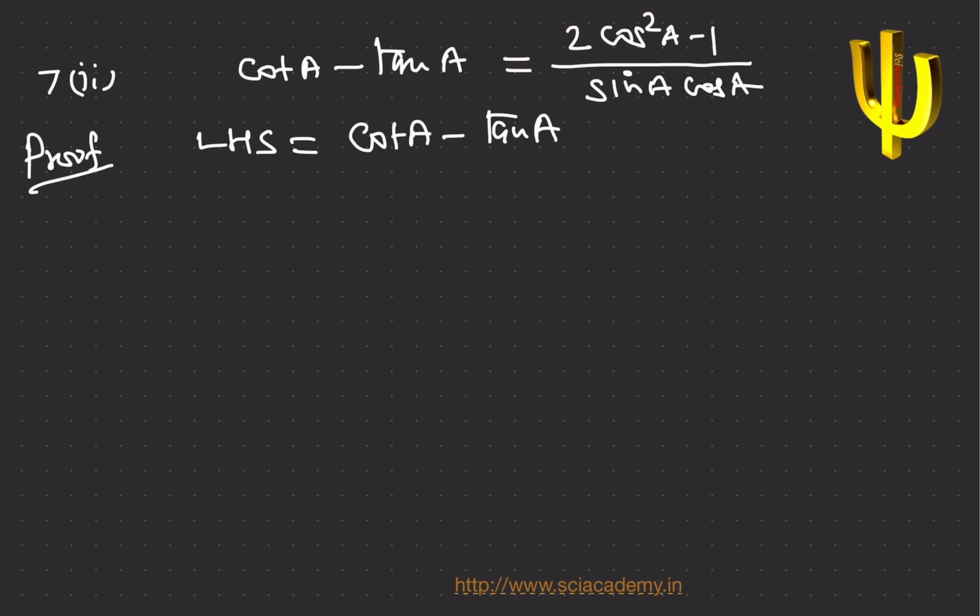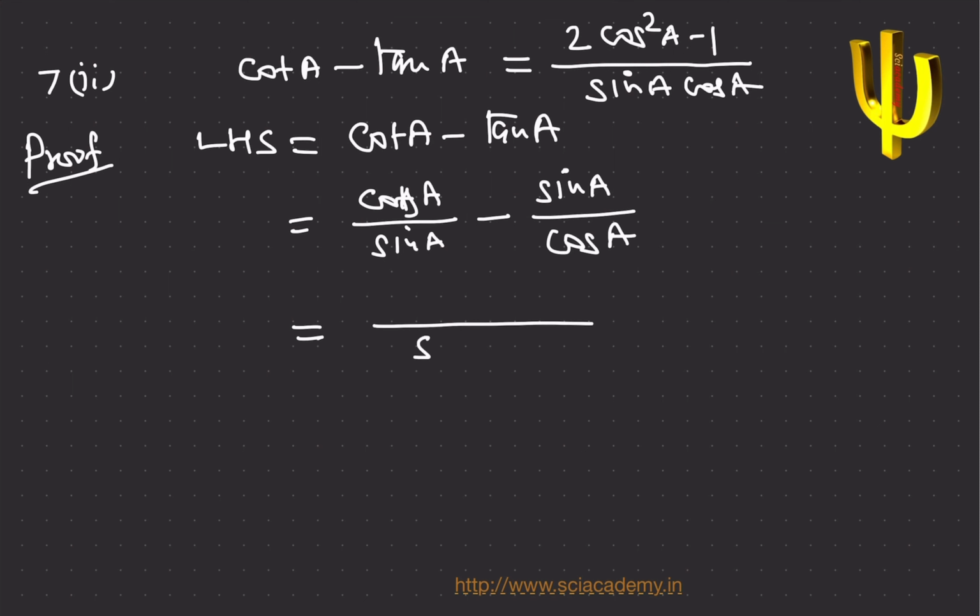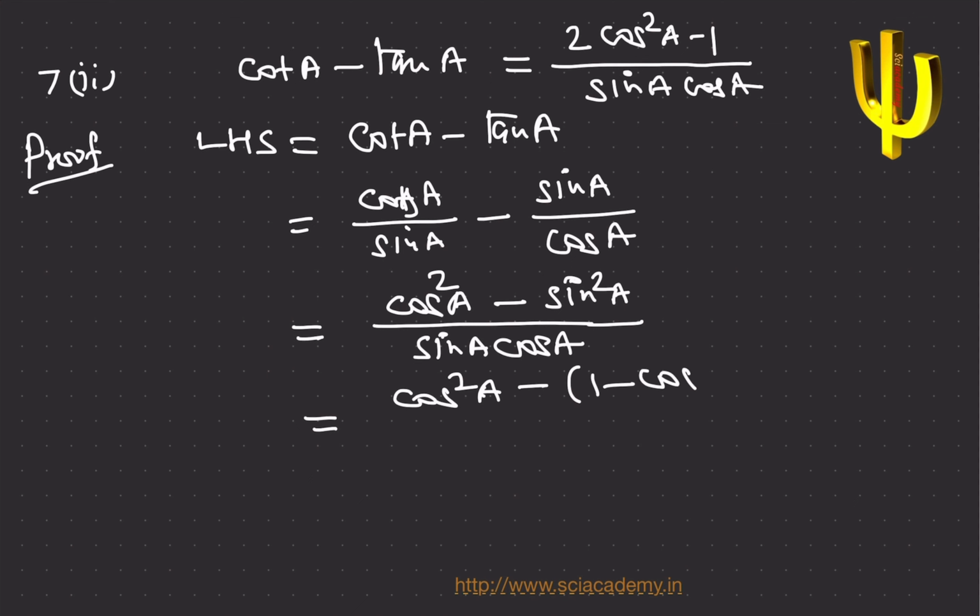So firstly, we will convert cot A and tan A into cos A and sin A. So cot A is equal to cos A by sin A, minus sin A divided by cos A. So the LCM is sin A cos A. So this becomes cos A into cos A, that means cos square A, minus sin A into sin A, sin square A. Now convert the sin square into cos square. So we will have cos square A minus (1 minus cos square A).